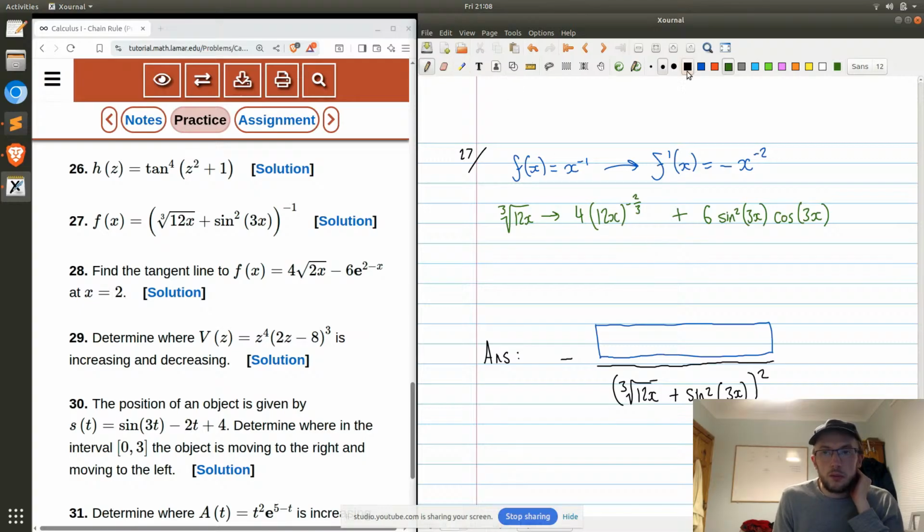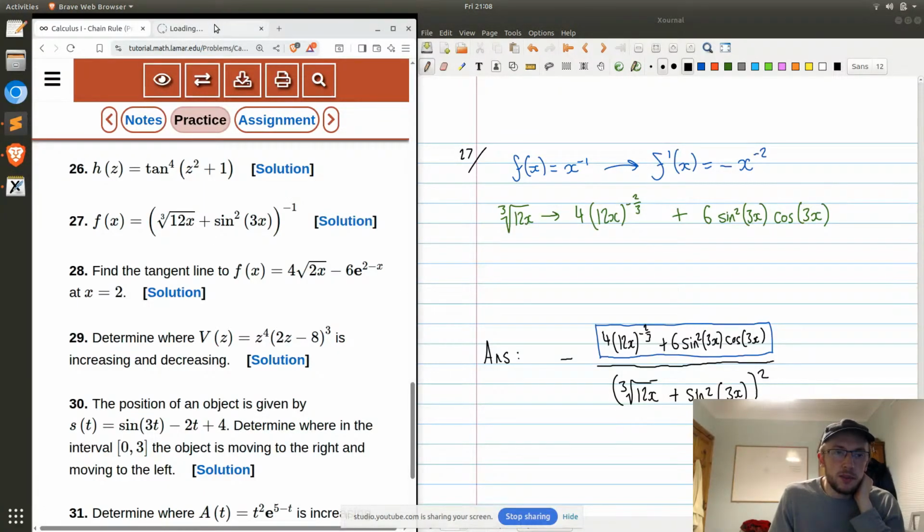So what? So I believe, oh man, that looks so bad. Whatever. I mean, I hope this is right. I believe it's this. And now we must check.